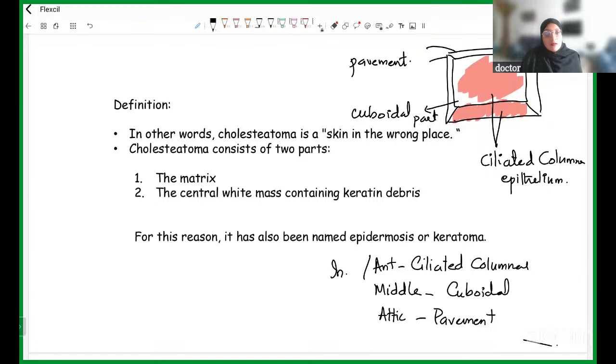Now the middle ear is nowhere lined by keratinizing squamous epithelium. Keratinizing squamous epithelium is nowhere lined in the middle ear. It is the presence of keratinizing squamous epithelium in the middle ear or the mastoid that leads to cholesteatoma. So we can say that it is skin in the wrong place. If you see keratinizing squamous epithelium in the middle ear or in the mastoid, it means that it is cholesteatoma. So the term cholesteatoma is actually a misnomer.